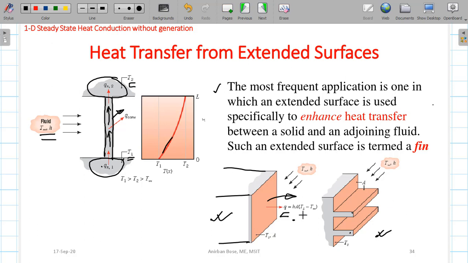So this is the advantage we often see in practical applications of using this kind of extended surface to enhance the heat transfer by increasing the surface area, and these extended surfaces are called fins. So in this particular chapter we'll analyze the fin, we'll see how to find the temperature distribution along the fin, and we'll find out the rate of heat transfer through the fin.